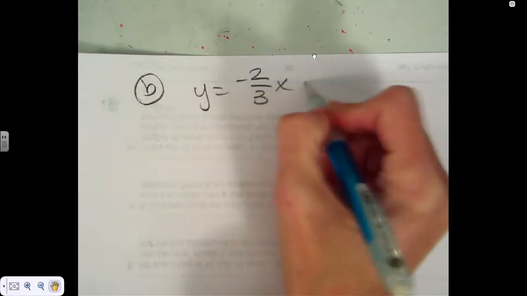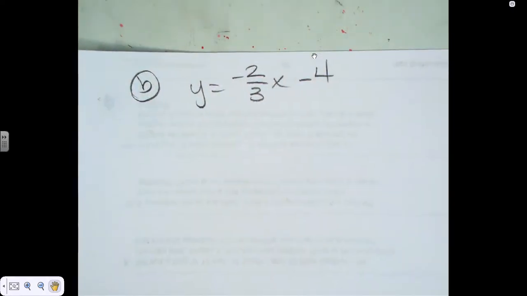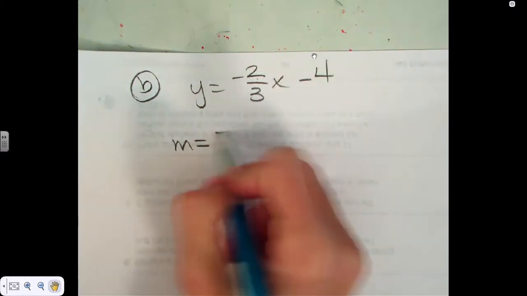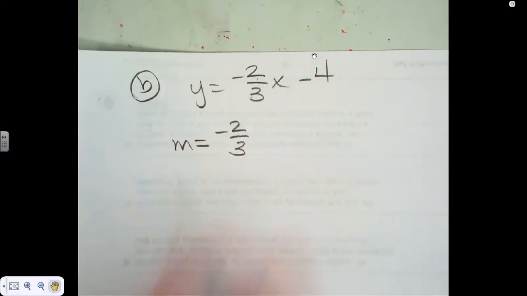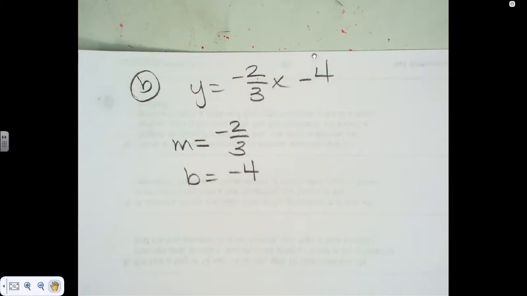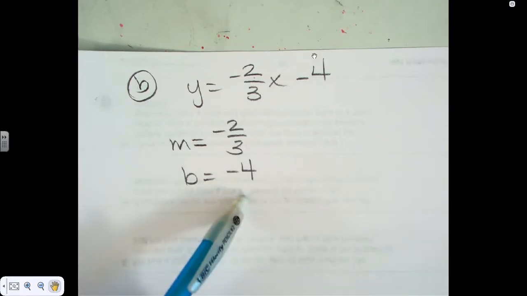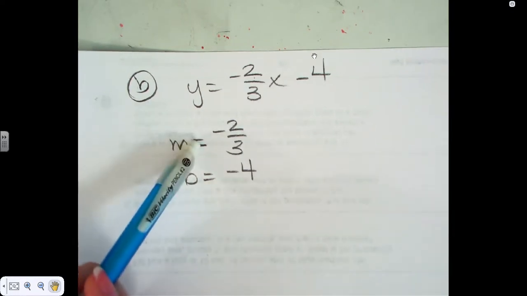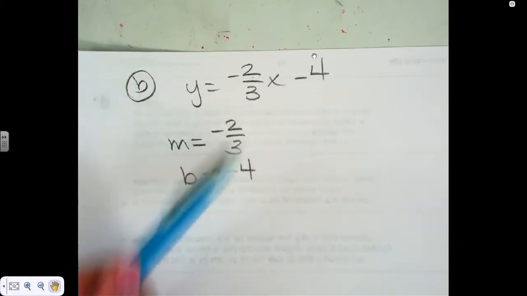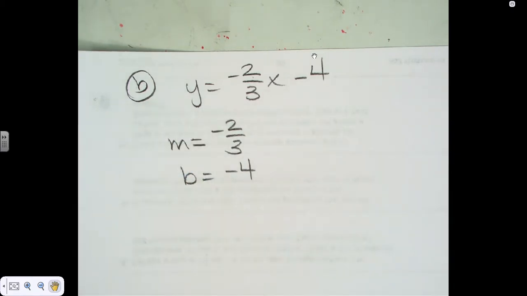Let's look at this one. And we are going to identify the slope and the y-intercept. My slope is what's attached to my x, so it's negative 2/3. And my b is negative 4. Be careful. b is your y-intercept, so it crosses my y-axis at negative 4, and my slope is negative 2/3. And again, remember, slope is the change in y over change in x. So for every 2 I move on my y-axis, I move 3 on my x.